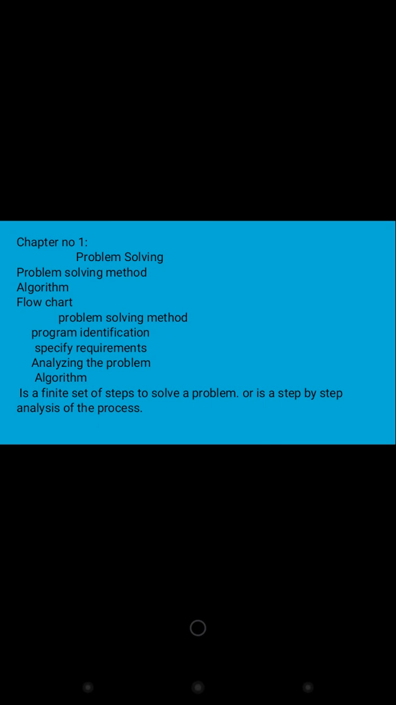Number 1 is problem identification. What is the meaning of this? What is the problem, and how can we solve this problem? B, specify requirements. It means observe the problem carefully, observe the issue carefully. Let's separate the relevant or irrelevant data of this problem. Third, analyze the problem.